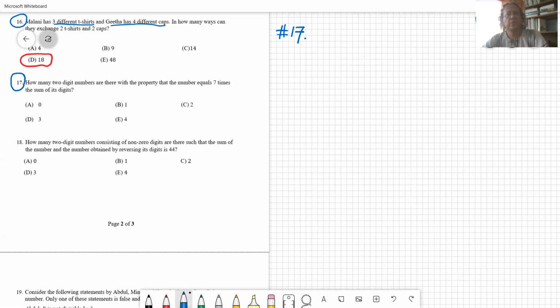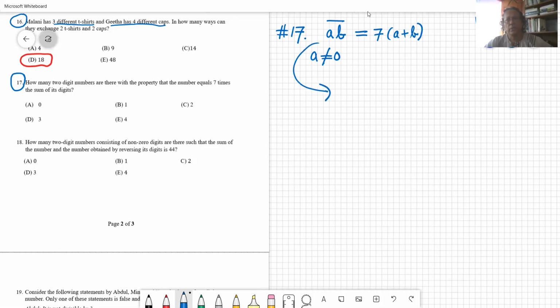So 2-digit numbers, right? So we should write it like this, AB with a bar over it, to indicate that this is not A times B. This is the 2-digit number with the tens digit A and the ones digit B. So naturally, A has to be not equal to 0, otherwise it's not a 2-digit number. And with the property that the number equals 7 times the sum of its digits, so this should be equal to 7 times (A plus B).